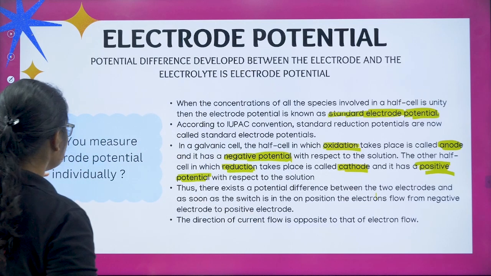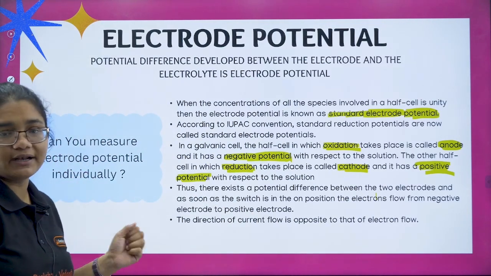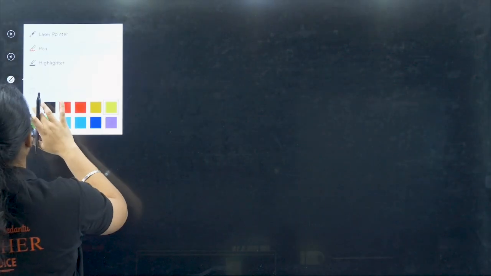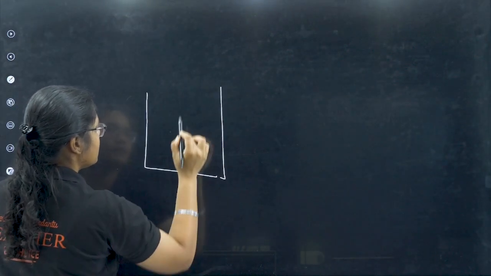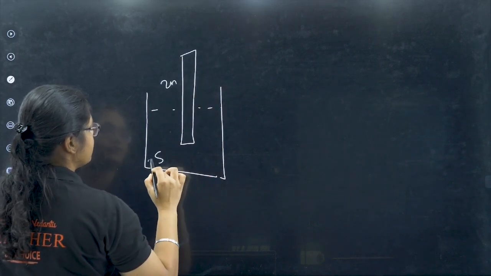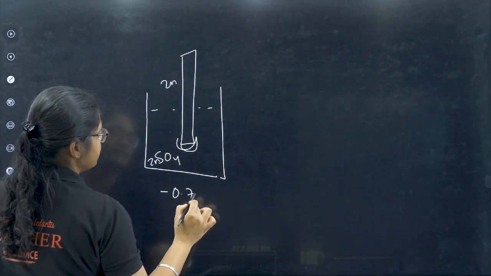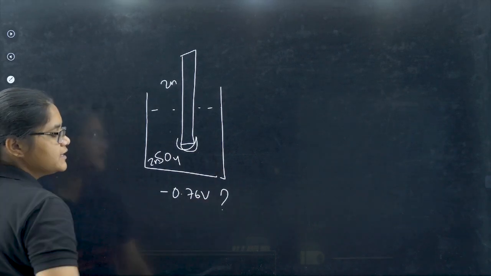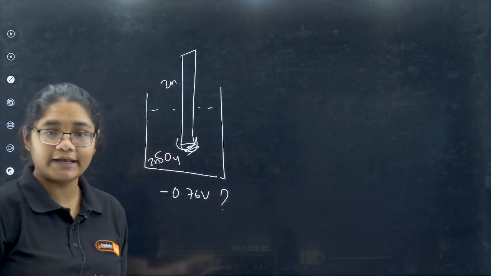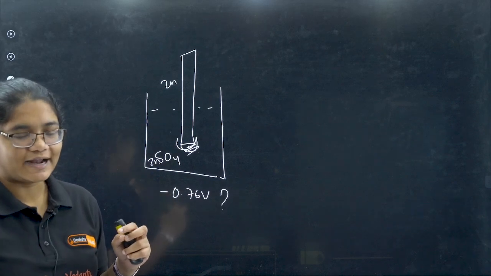Okay. Now the question arises, can you measure the potential individually? I told you here that this zinc and ZnSO4 potential difference is minus 0.76 volt. But how did I know this? Can I just measure it? Is there some instrument present that I can use to measure directly, or is there some other technique for that? We will answer this question towards the end of this lecture.